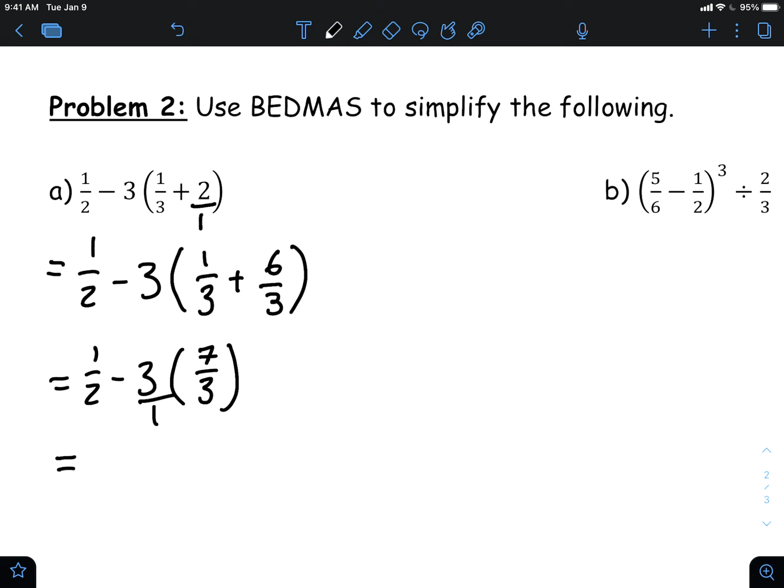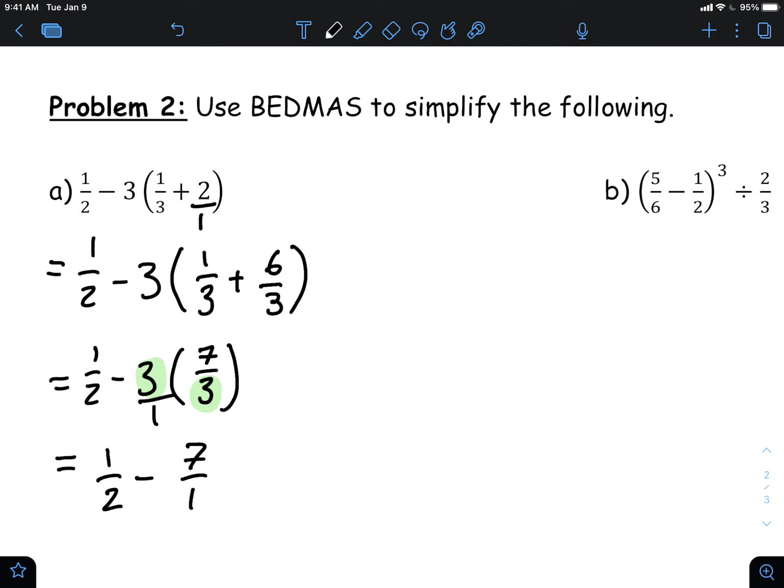And is there anything we can do to make our life easier here before we actually go ahead and do 3 times 7, 1 times 3? Can we cancel out anything here? Exactly. Yeah, we've got a 3 on the top here and a 3 on the bottom. So they cancel out. It's going to be essentially 1 over 1 times 7 over 1. And so that's just going to be equal to 7. But I'll keep it as a fraction right now.